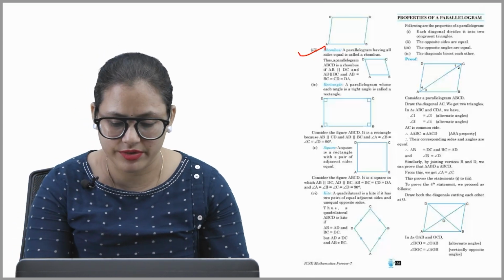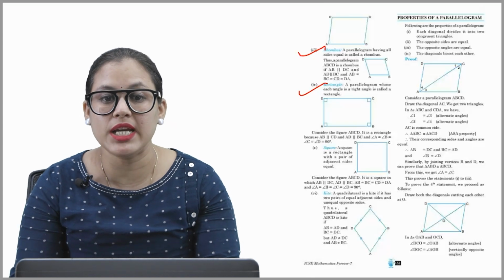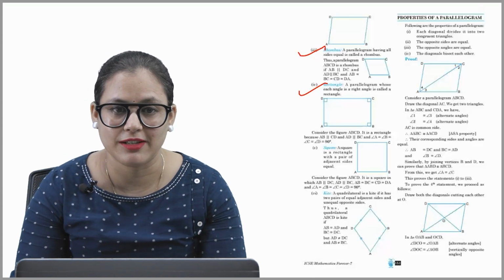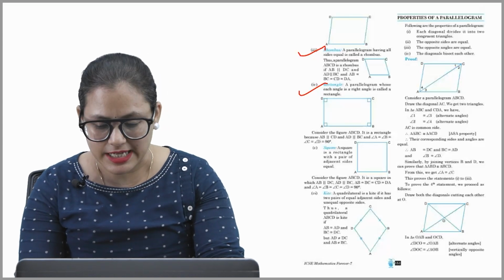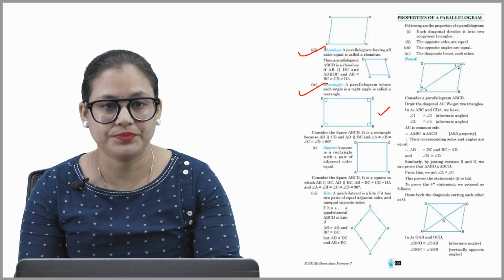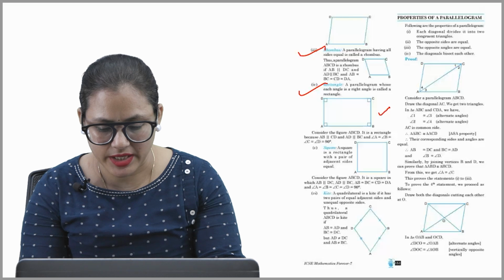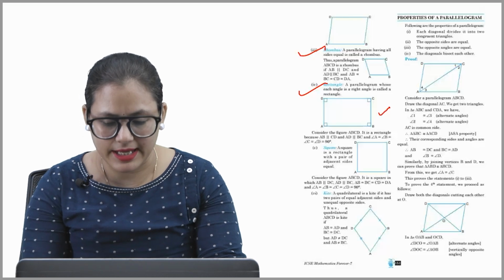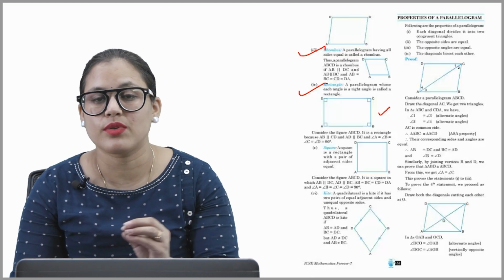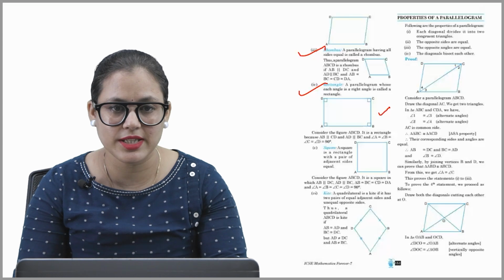Okay. Number 4, rectangle. A parallelogram whose each angle is a right angle is called a rectangle. Consider the figure ABCD. It is a rectangle because AB is parallel to CD, AD is parallel to BC and angle A is equal to angle B is equal to angle C is equal to angle D is equal to 90 degree.